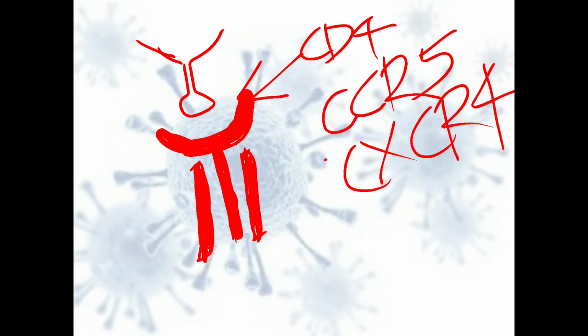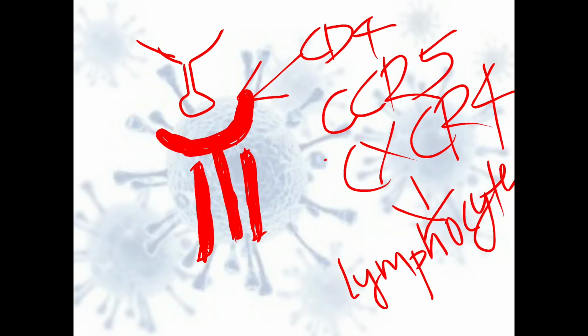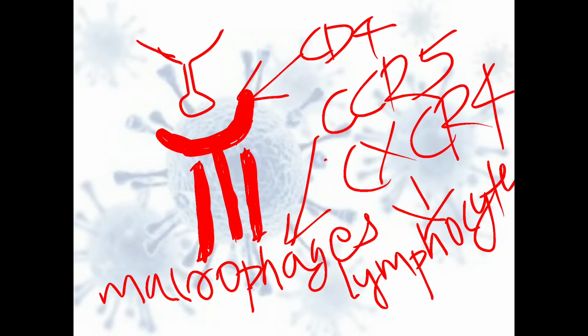CCR5 and CXCR4 can be seen in macrophages and lymphocytes respectively. The co-receptor found on lymphocytes is called CXCR4, whereas CCR5 is found on macrophages. HIV that preferentially uses this CCR5 co-receptor is known as R5 viruses. These R5 viruses are typically implicated in most cases of sexually transmitted HIV. So they are mostly macrophage tropic.